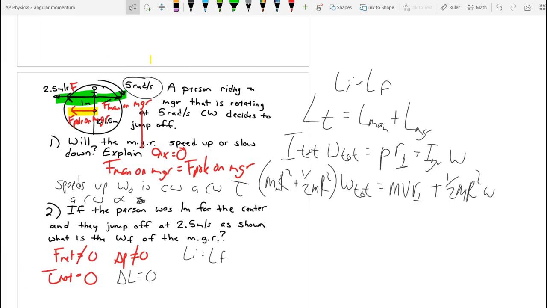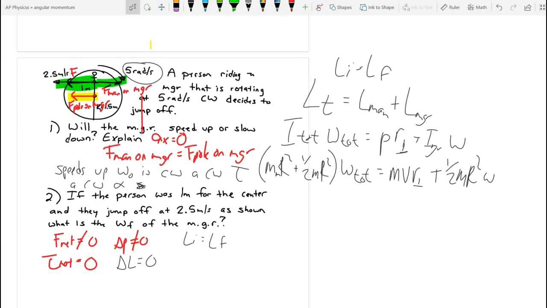I believe I have information for all of these things, and I am looking for omega final. I know both masses. I know the r's that are involved here. I know my omega total. I know the mass. I know the velocity. I know r. So I know everything but omega. So now let's plug in our values.